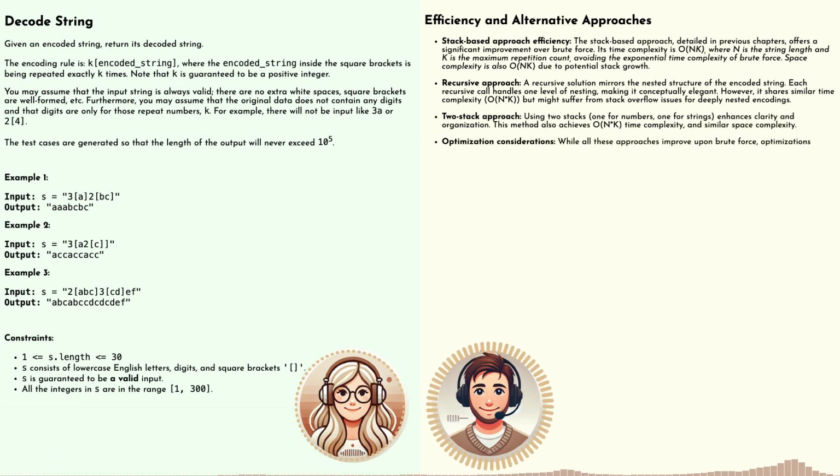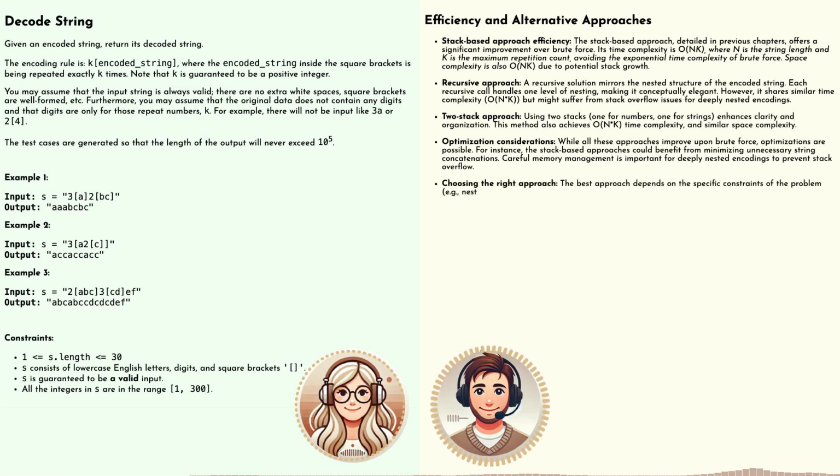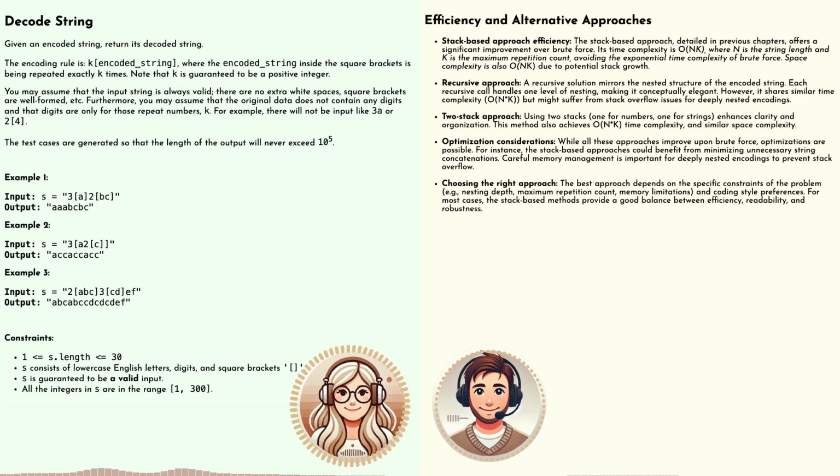Right. But you mentioned earlier that the brute force method gets really messy with nested encodings. Does the stack approach have an advantage there? Absolutely. The stack elegantly handles the nesting by processing the inner parts first and ensuring that they are correctly integrated into the final decoded string. The brute force approach would require a lot of bookkeeping and conditional logic to achieve the same result, making it less efficient in practice, especially as that nesting gets deeper. So it seems like the stack wins in terms of elegance and clarity.